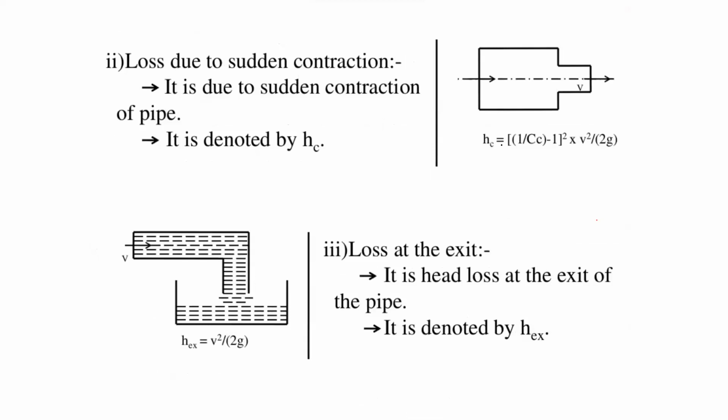सो लॉस ड्यू टू सडन कॉन्ट्रेक्शन का फॉर्मूला है hc is equal to (1 upon Cc minus 1) the whole square into v square by 2g, where Cc is the coefficient of contraction. This formula is for loss due to sudden contraction. Please note down this formula everyone, those who are present.